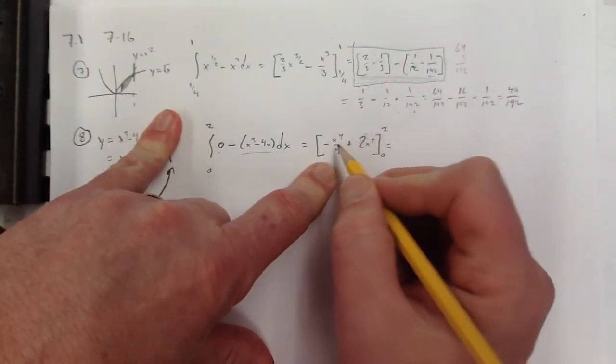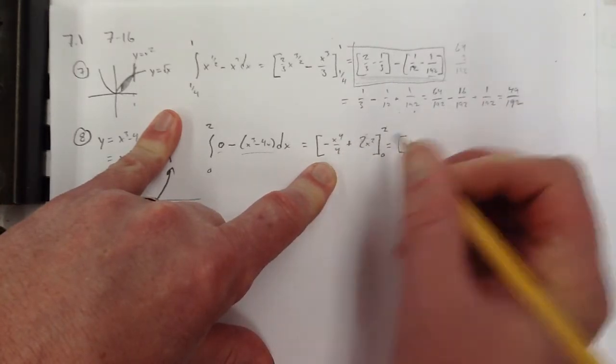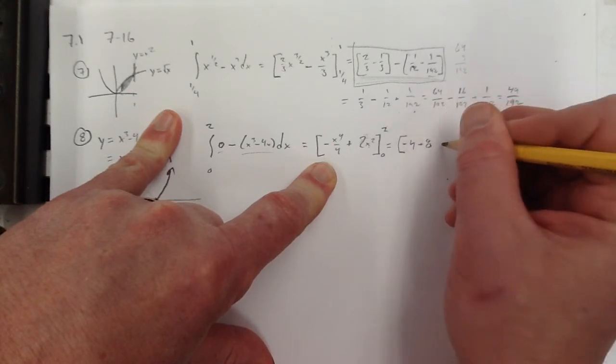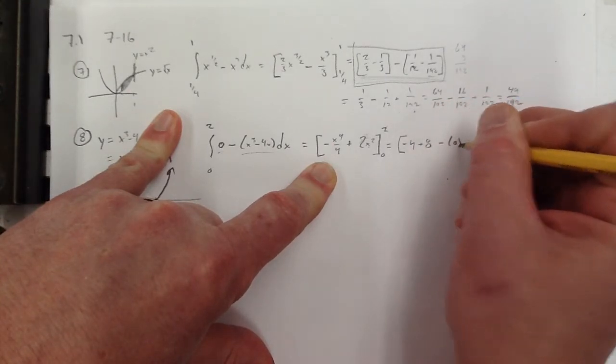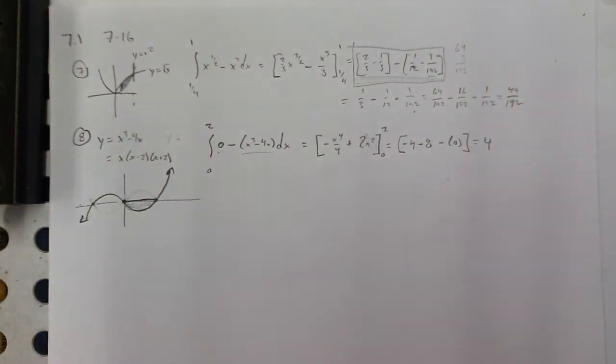And plugging 2 in here, that's minus 16 over 4 plus 2 times 4 minus 0. So that looks like the answer is 4.